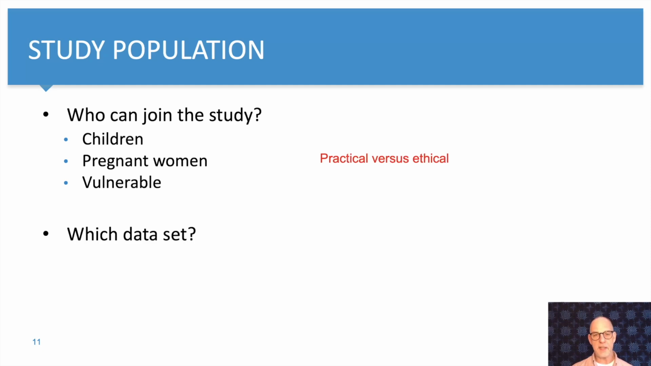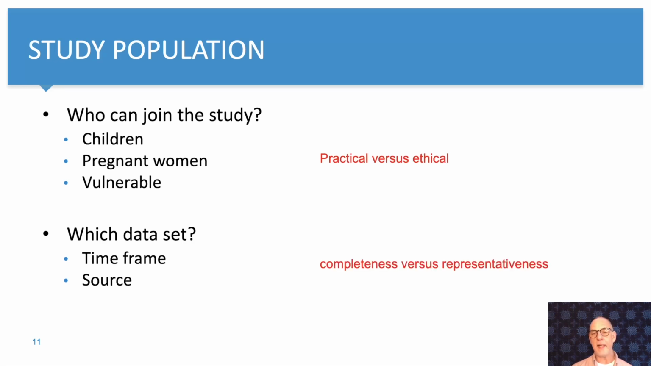And which data set am I going to use? Which time frame are my data going to have, and what are the sources of my data? And here we're talking more about completeness versus representativeness. We know that disease registers are easy to come by. You can have large time frames for these data, but we also know that disease registers are not always complete, let alone that they are representative.